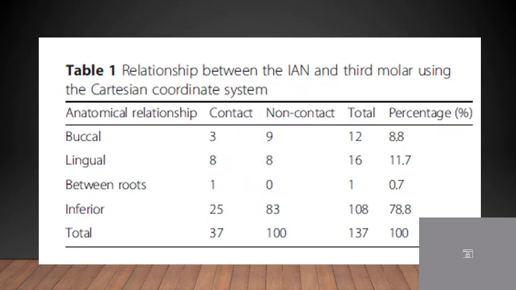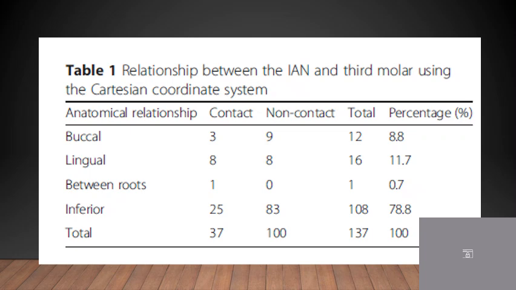Based on that, the relationship between the inferior alveolar canal and the third molar using the Cartesian coordinate system is categorized. So there is buccal, and you have contact and no contact. The chances of finding contact are where the buccal contact is 8.8%, whereas lingual contact is 11.7%. The canal being present in between the roots is 0.7%, whereas if it is inferior to the roots, it is more than 78%. So the maximum we would encounter is the canal that is inferior to the roots of the tooth.